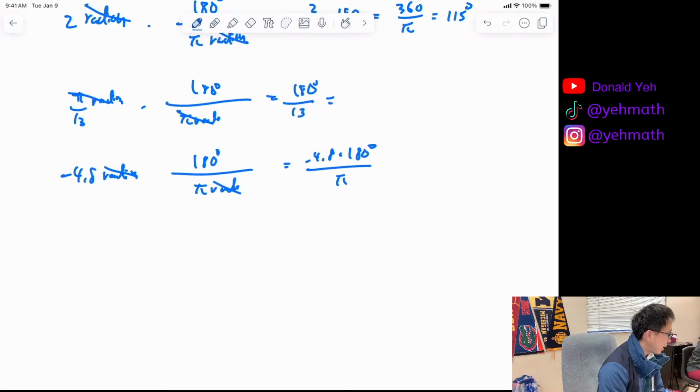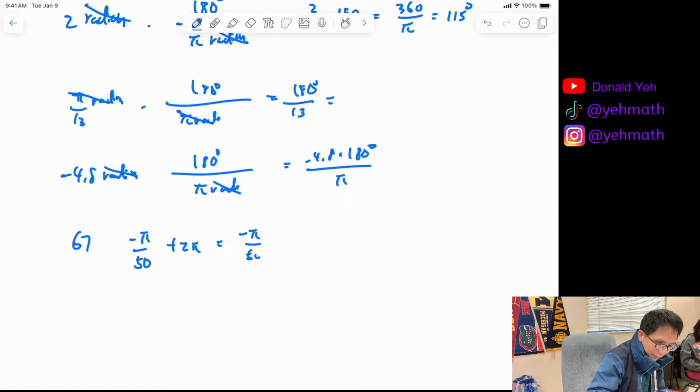So let's say 67. I hear somebody say 67. So it's negative pi over 50, right? Is this a positive angle or negative angle? Negative. But you can add 360, right? Or you can add 2 pi. If you add 2 pi to negative pi over 50, this one is going to be 100 pi over 50, so I think it's 99 pi over 50. Is that right? And that's coterminal angle.